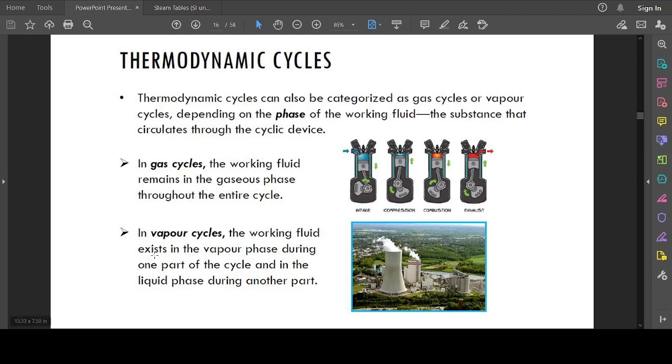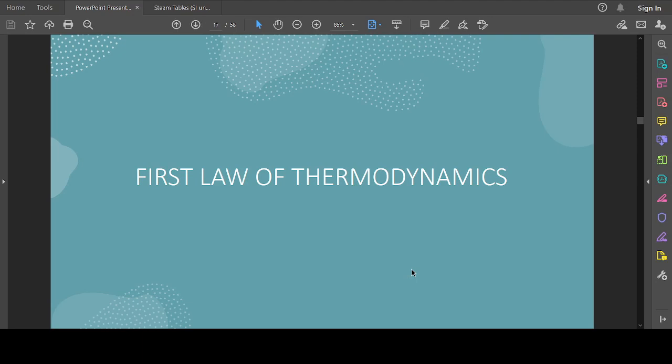So the working fluid remains in gas phase. Now, what about the vapor phase? The difference between the gas phase and the vapor phase is that in the vapor cycle, the working fluid can exist as a liquid and also as a vapor. A typical example of that is the power plant. Initially, water is boiled to generate steam, and that steam is used to move a turbine. The turbine is used to move engines to generate electricity, and the low quality steam leaving the turbine is returned to the cooling tower where it is condensed into liquid. The water is also pumped back into the boiler to generate steam again, and the cyclic process continues.